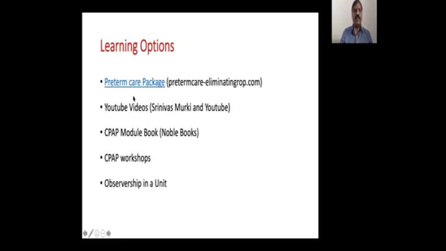So last slide, to learn CPAP or to learn entire neonatology, you have this wonderful preterm package. You can look at Google, preterm care, eliminatingrop.com. You can learn CPAP and almost all neonatology, and you can teach your nurses in simplified language by looking at this. Or you can look at the YouTube videos which are available on my channel, or you can buy a book from Noble. CPAP module books are available, or you can attend a CPAP workshop like what we are doing today, or spend some time in some of the units which do regular CPAP.